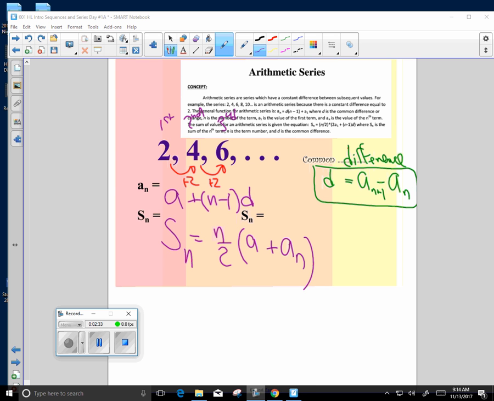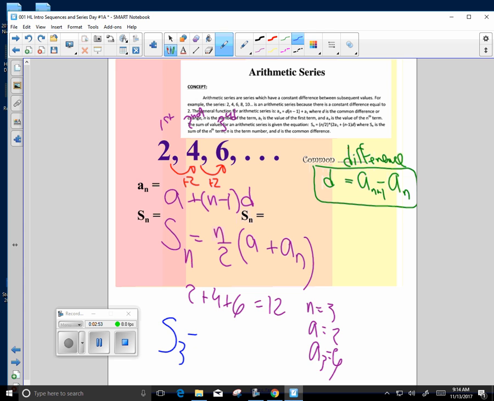For example, let's say we went 2 plus 4 plus 6 is equal to 12. How many terms is that? 1, 2, 3. The first term is 2. The last term is 6. So if we want to know the sum of the first 3 terms, you're just going to go 3 over 2. First term is 2. Last term is 6. So 12 over 2 is what? 6.